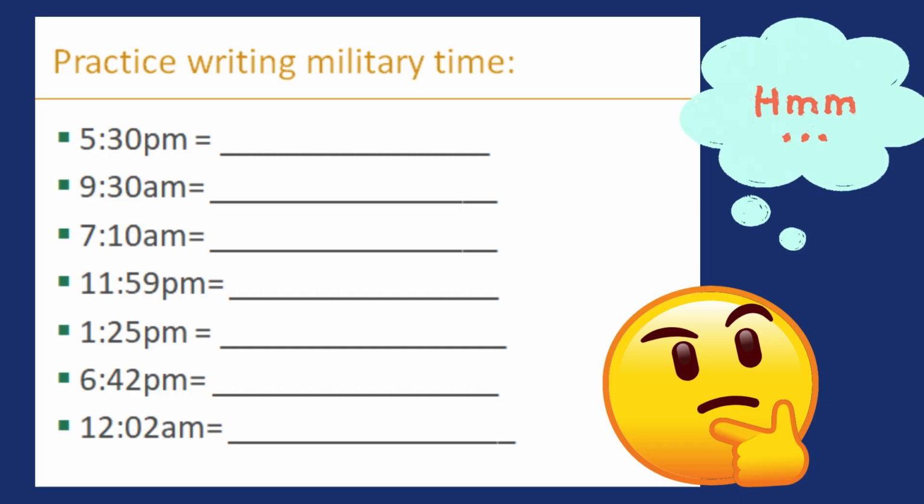11:59 p.m. is 23:59. 1:25 p.m. would be 13:25. 6:42 p.m. would be 18:42. And 12:02 a.m. would be 0002.